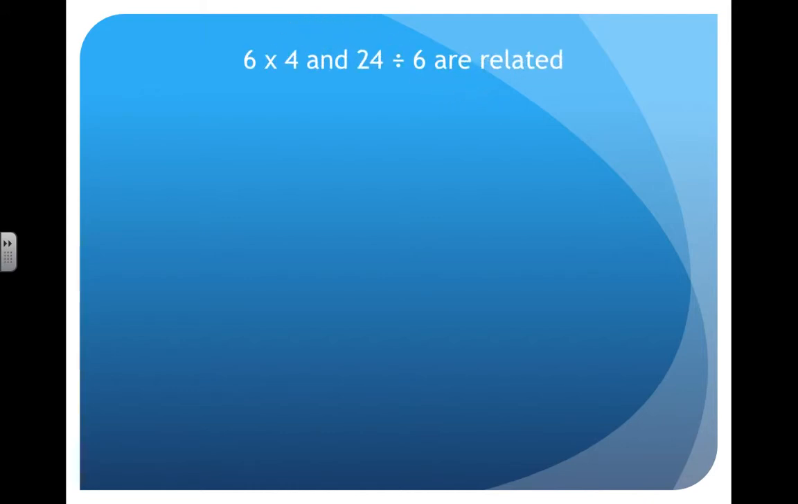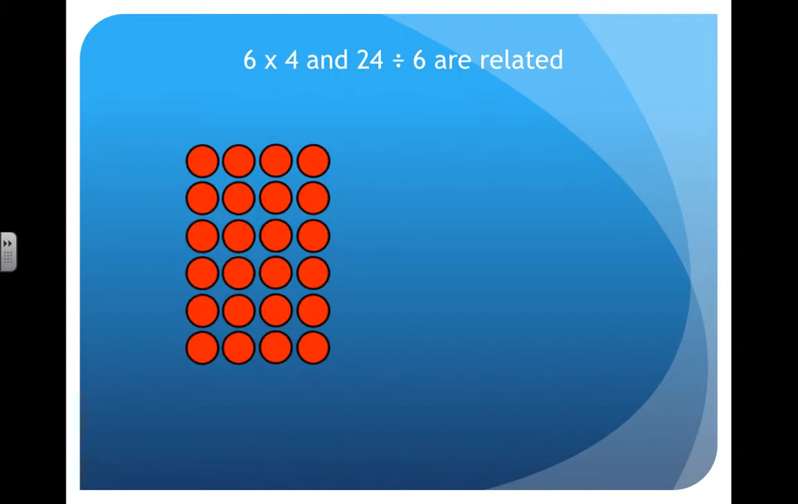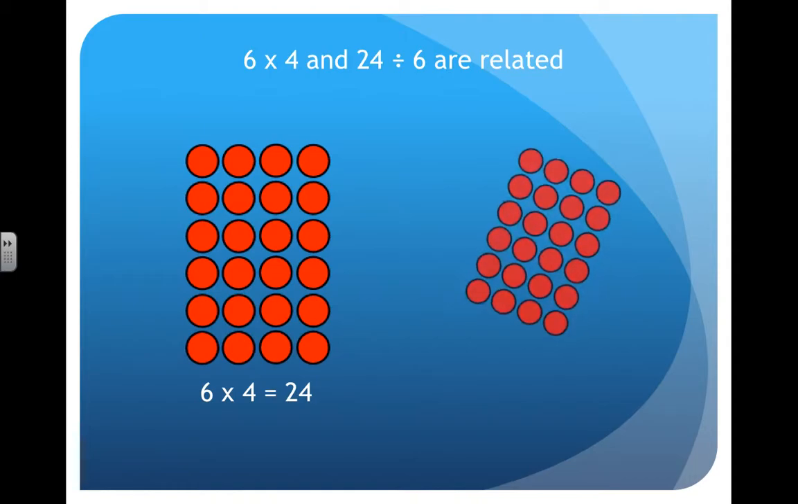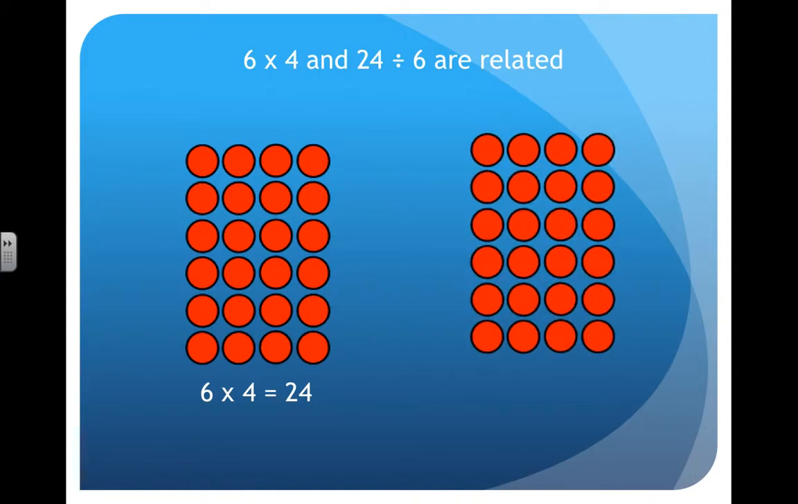Now we're going to add in some division. 6 times 4 and 24 divided by 6 are related. Here's an array that once again shows 6 times 4 equals 24. And here's the exact same array, but this time we're going to use a division equation to represent the array. The division equation would be 24 divided by 6 equals 4.